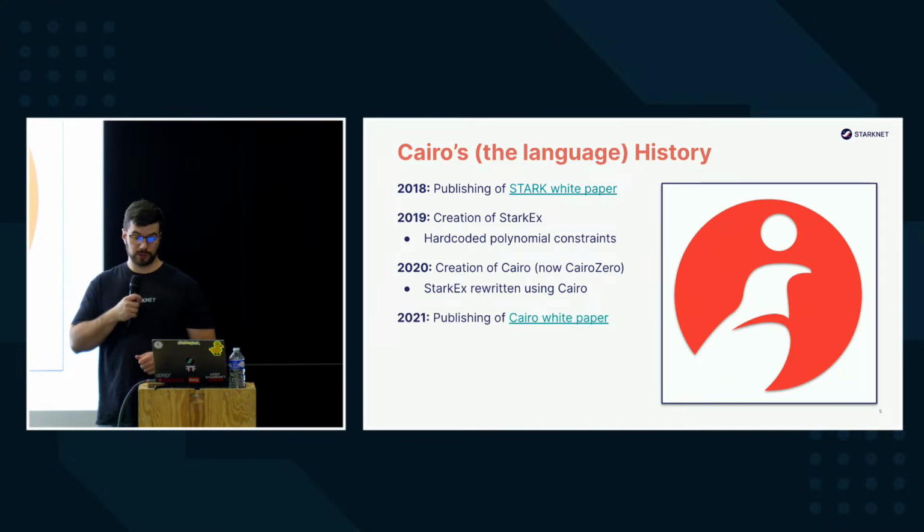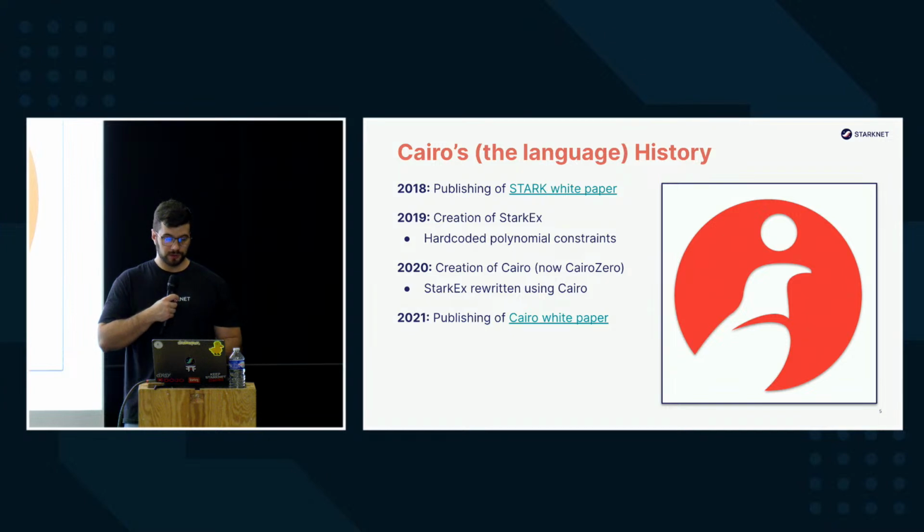After that, in 2021, we have the publishing of the Cairo white paper. So this is not only the programming language itself, the provable programming language, but also the Cairo VM.